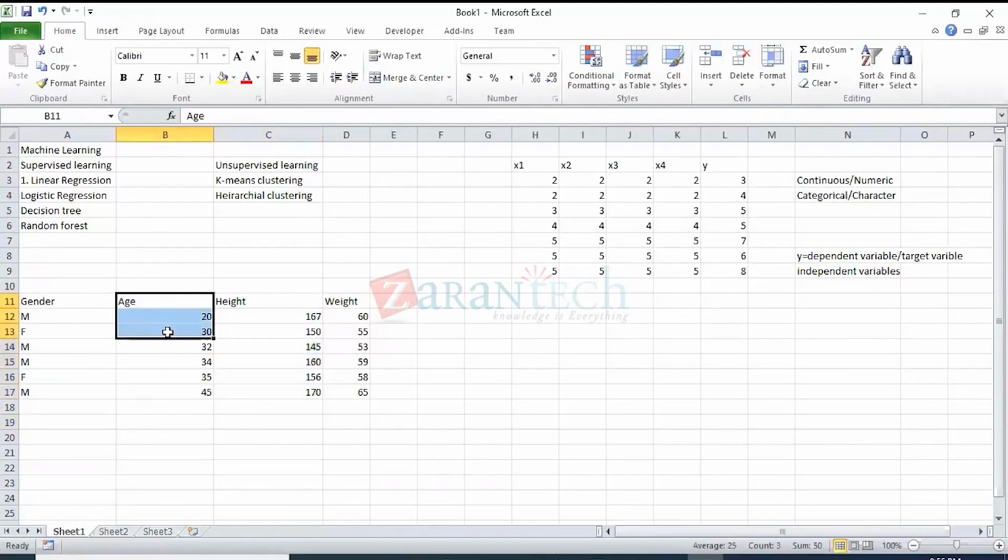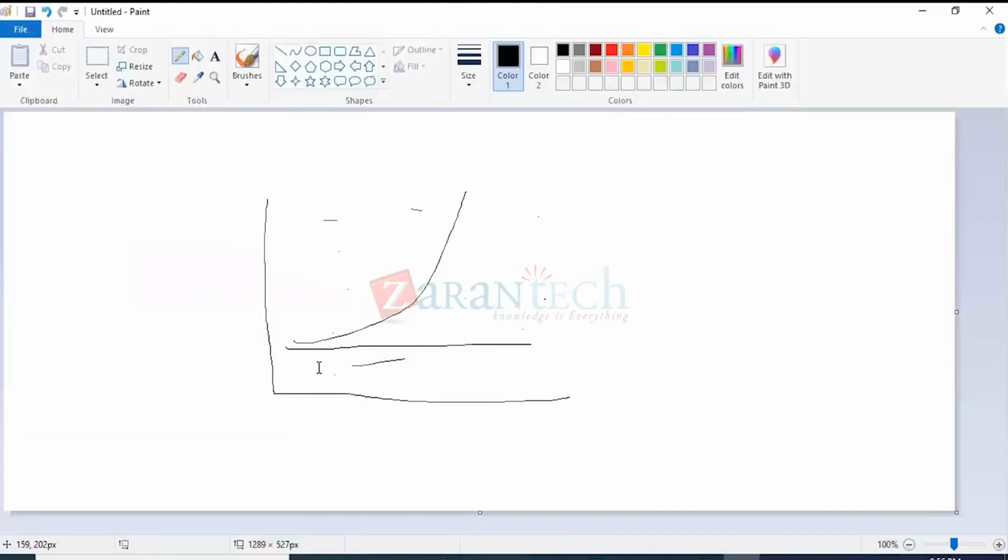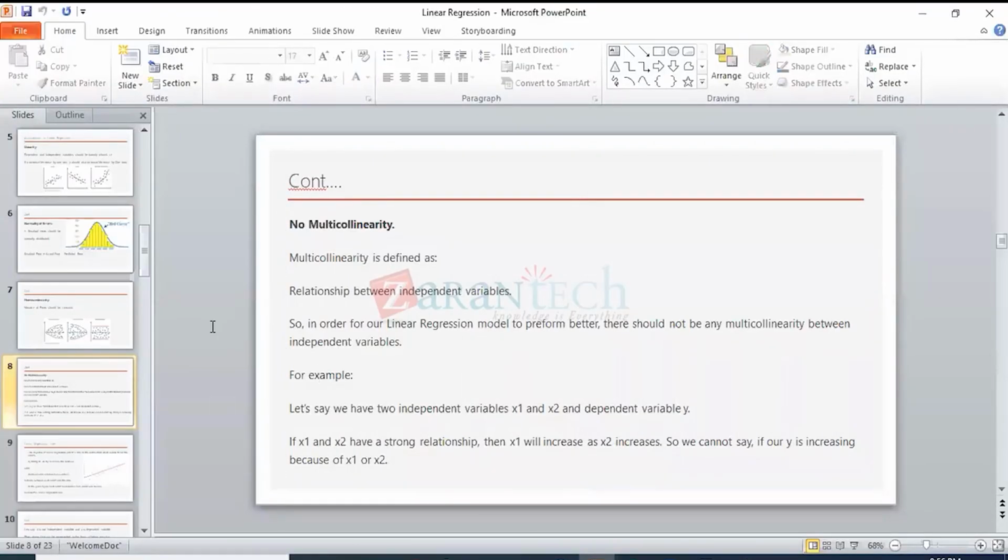So don't worry about that, but just remember the assumptions for now. We can see that in the future. So there are some extensions of linear regression to overcome this specific problem, multicollinearity. But the concept is clear, right? Yes, Nikhil, thanks. Okay.